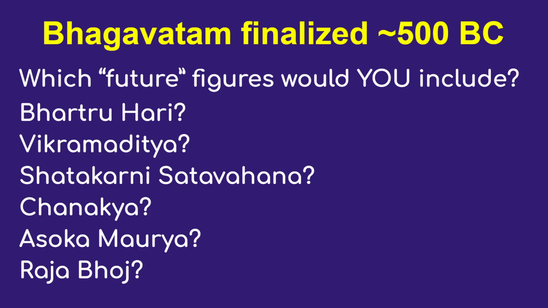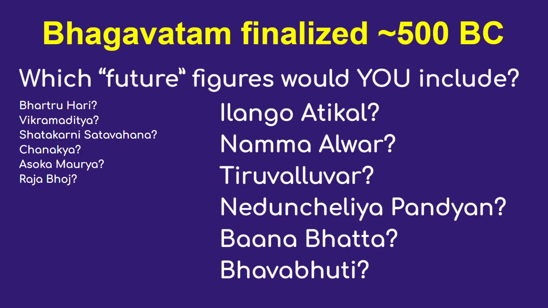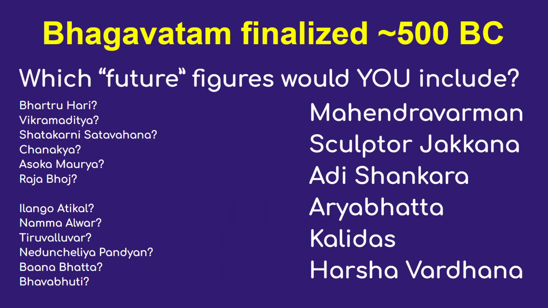Can it be the great philosopher and poet Bhartruhari? Emperor Vikramaditya. How about the Shatavahana Emperor Shatakarni, Prime Minister Chanakya, Emperor Ashoka the Maurya? How about Maharaja Bhoj? What about going south and talking about Ilango Adigal, Nammalvar, Thiruvalluvar, the Emperor Nedunchezhiya Pandya? How about the poets like Banabhatta and Bhavabhuti? Emperor Mahendravarman, who established Indic civilization in the ASEAN country, the immortal sculptor Jakkana, the great philosopher Adi Shankara, astronomer Aryabhatta, the peerless poet Kalidasa, the great emperor Harshavardhana.